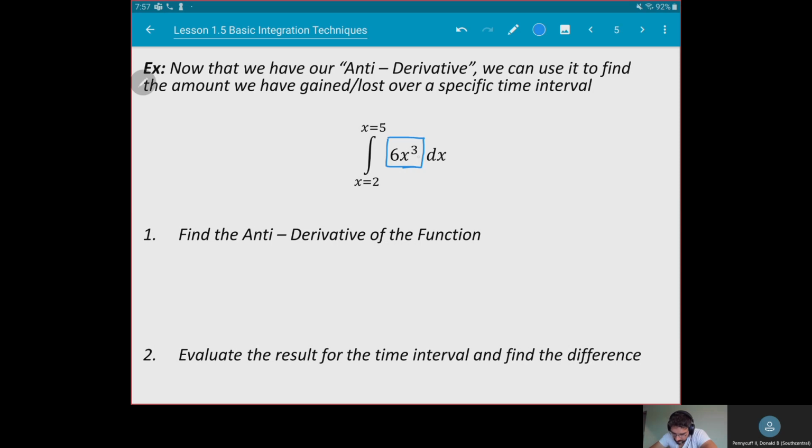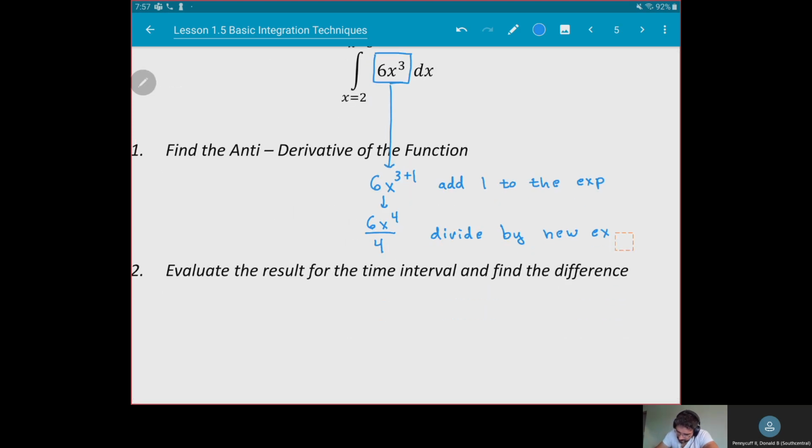So this is 6x cubed. I'm going to work backwards. So what you do is you take the exponent, the power, and you add 1 to it. Okay. Then you divide by your new exponent. So add 1 to the exponent. Divide by the new exponent. And that's the power rule.